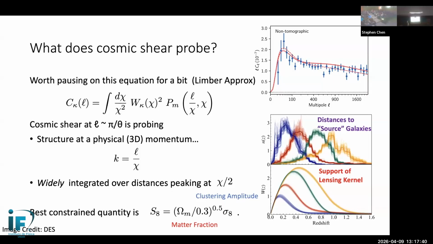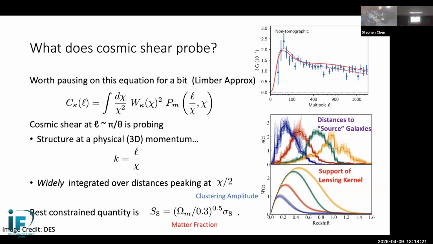So for us, the takeaway from this equation is that for a given angular multipole L, we're really probing a 3D physical momentum K equal to L over chi, where chi is the distance. But it's also important to note that this integral, with the weight W_kappa that I'm showing here, is very widely distributed in distance. So even though the peak is at about chi over 2, between us and the source, we're really sensitive to all the matter clustering at distances between us and there. When you translate that into K, it means that for a given L, since we're going over many chi's, I'm really probing very many physical scales.